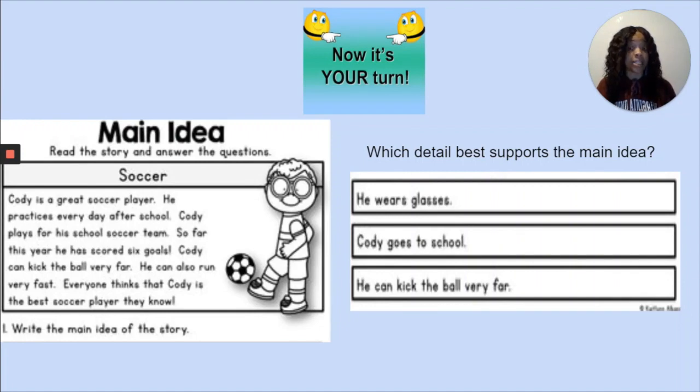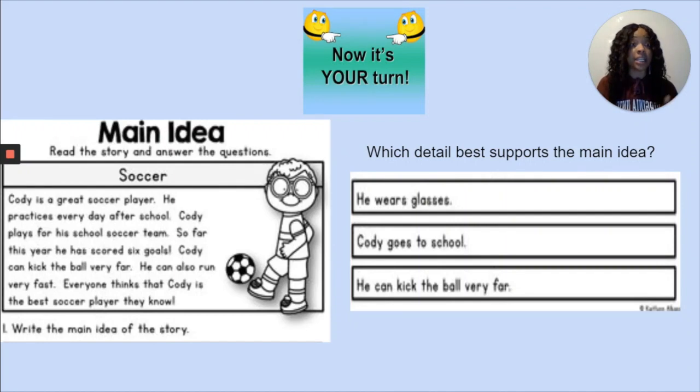Cody is a great soccer player. Everyone thinks that Cody is the best soccer player they know. Which one, first grade, do you think sounds better as a whole idea of what the author wants us to know about Cody? Right. Cody is a great soccer player is our main idea. Kiss your brain because it worked again. And now we cannot have a main idea if it is not supported.